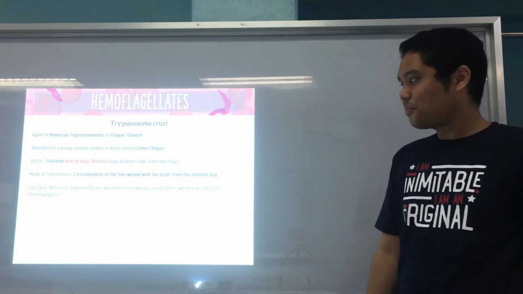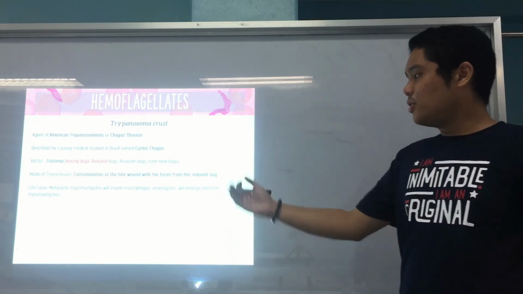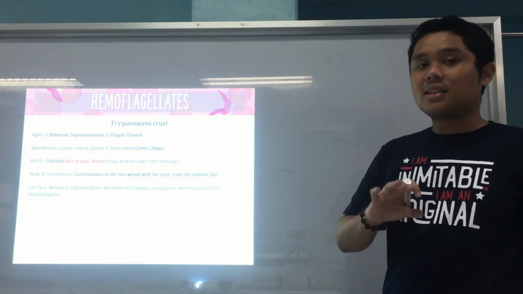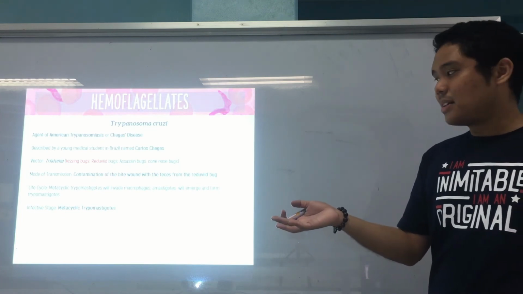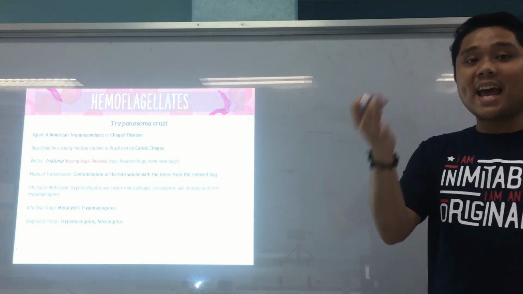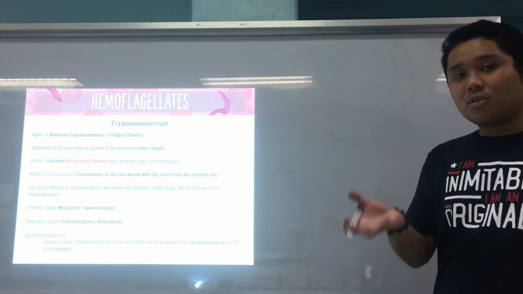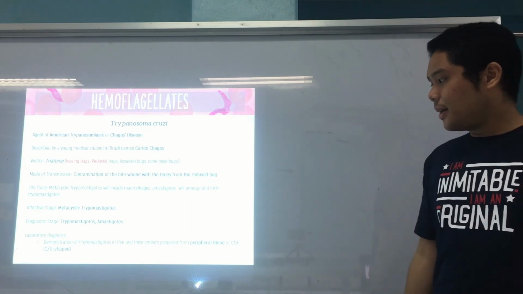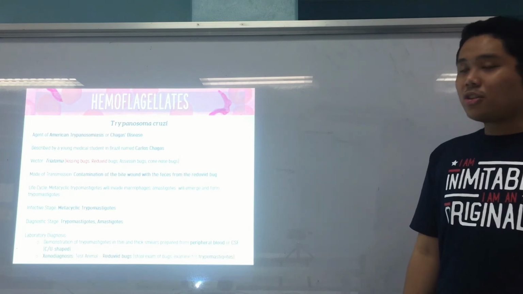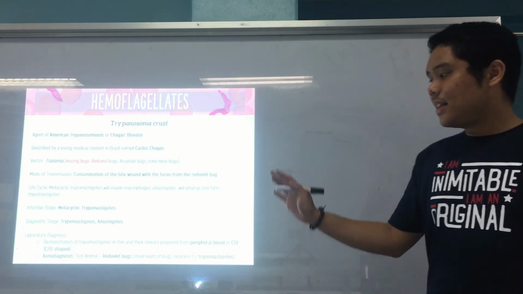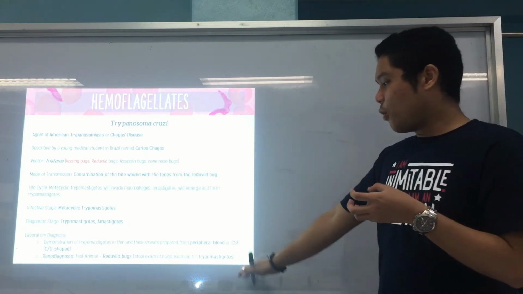Life cycle: metacyclic trypomastigotes invade the macrophages and become amastigotes, and from amastigotes they convert back to trypomastigotes. The infective stage is the metacyclic trypomastigote. The diagnostic stage is the trypomastigote, and even amastigotes. Lab diagnosis is the demonstration of the trypomastigotes in blood-stained films, C or U shaped, usually. We also perform what we call xenodiagnosis. The test animals that we use are the vectors, the reduviid bugs, and we examine the feces for trypomastigotes.